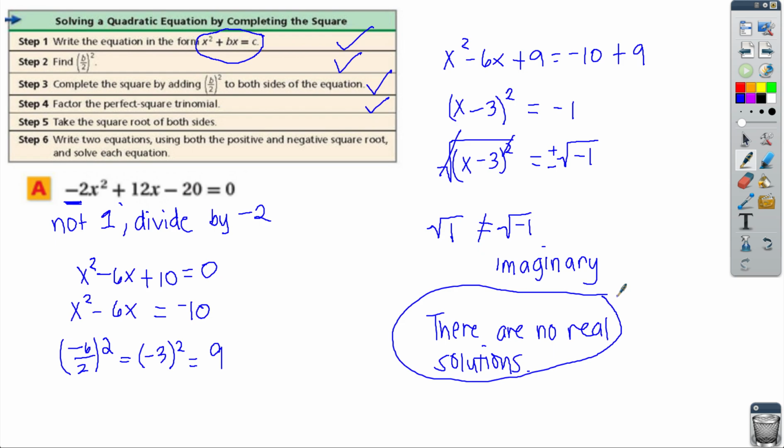Please take note of the steps in solving equations by completing the square. If you have any further questions, list them down and we can discuss them further during our meetings.